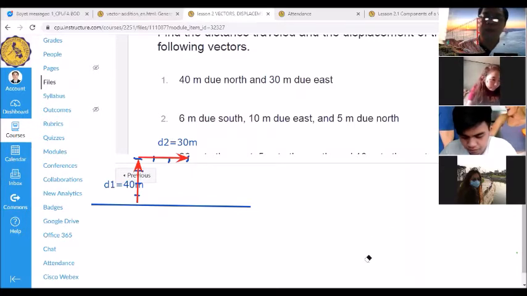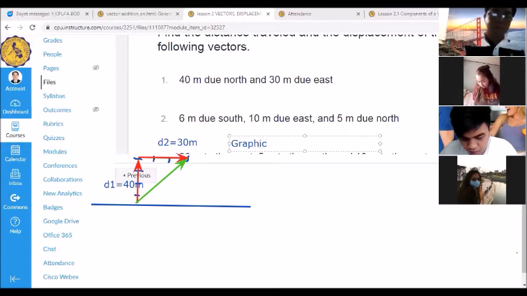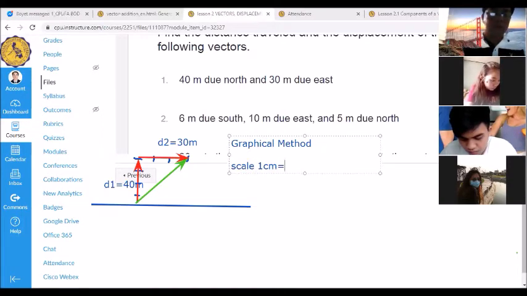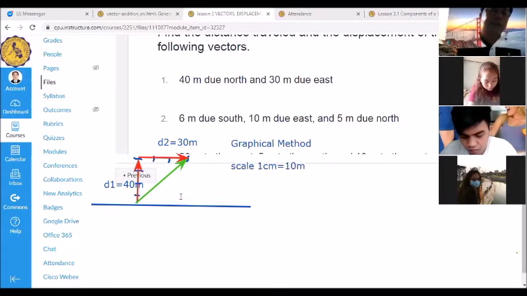And this time, we are going to draw our resultant. We will color it green. By our tip to tail method, this will be our resultant. And again, a graphical approach requires us to have a scale. 1 cm is to 10 meters. Since we've gone through this last time, I could just write FR.